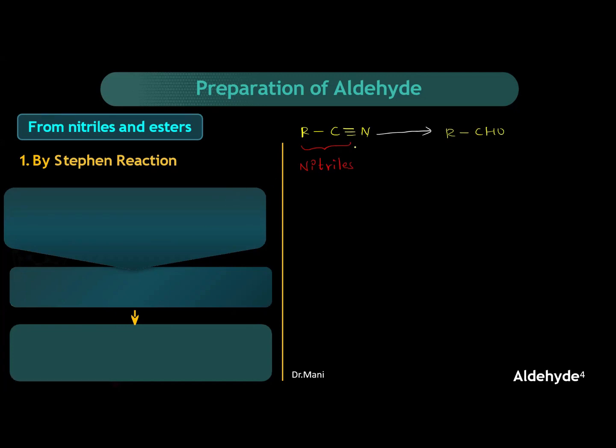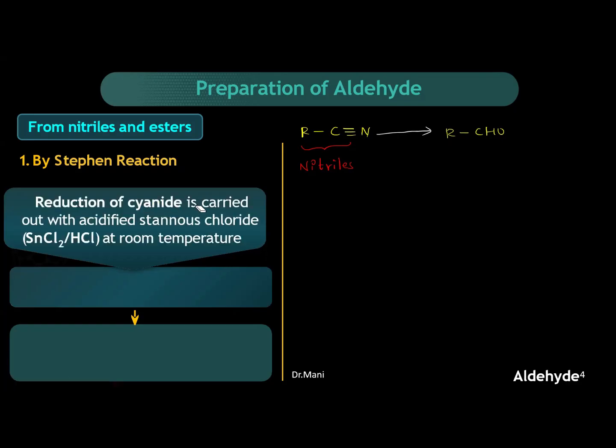So this conversion of nitriles to aldehydes, we call this the Stephen reaction. Understood? So what is the Stephen reaction? It is a method of converting the nitriles, RC triple bond N, which is a cyanide group, into an aldehyde. Reduction of a cyanide, which is nothing but a nitrile, is carried out with acidified stannous chloride, that is SnCl2 and HCl at room temperature.